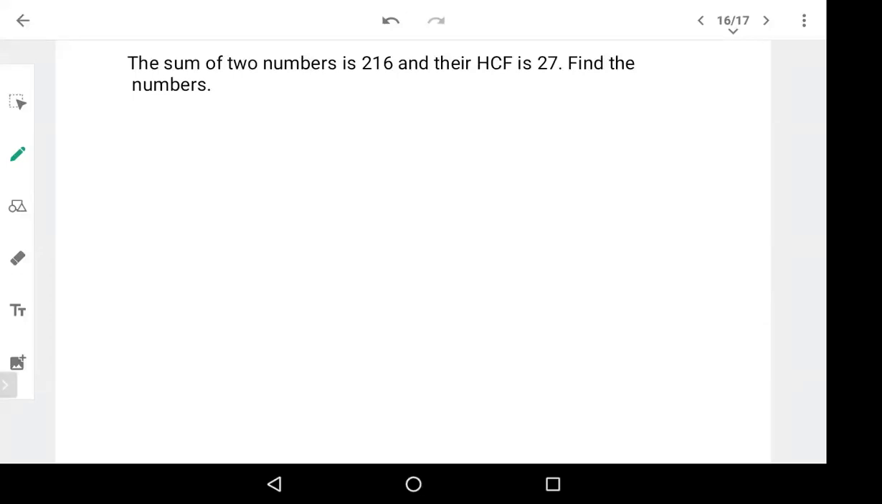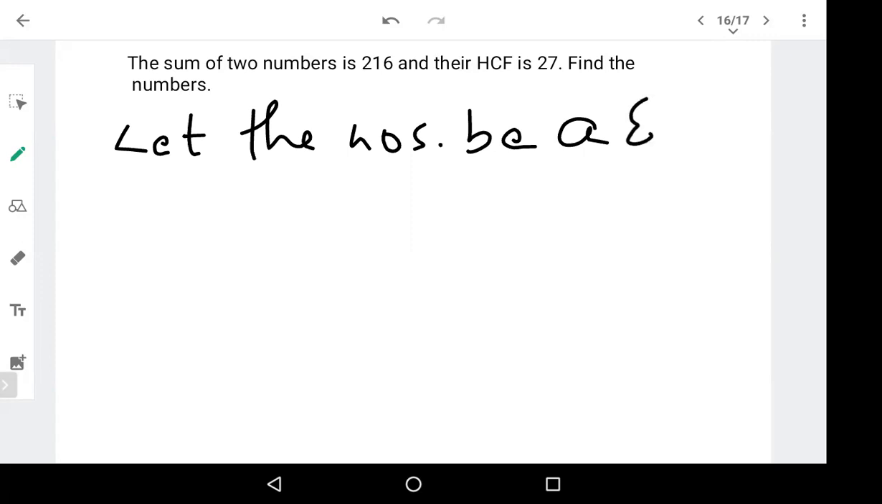Now first let us assume a few things here. Let the numbers be A and B. We don't know what the numbers are. They're just saying the sum of two numbers is 216, and the HCF of the numbers is 27, and we are supposed to find the numbers. Let the numbers be A and B. This is the first assumption.